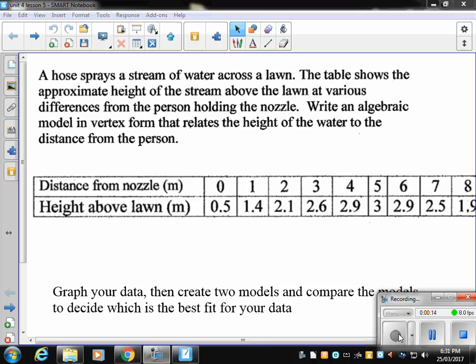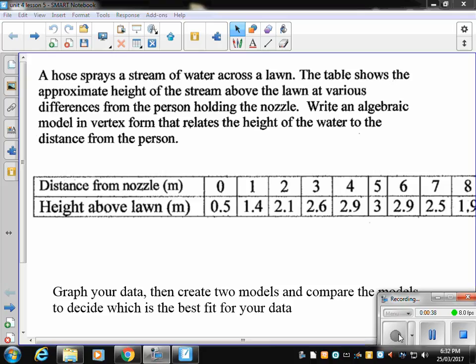So for this problem, a hose sprays a stream of water across a lawn. The table shows the approximate height of the stream above the lawn at various differences from the person holding the nozzle. Write an algebraic model in vertex form that relates the height of the water to the distance from the person. So this is real life data, for sure, and you know your numbers aren't going to be perfect.